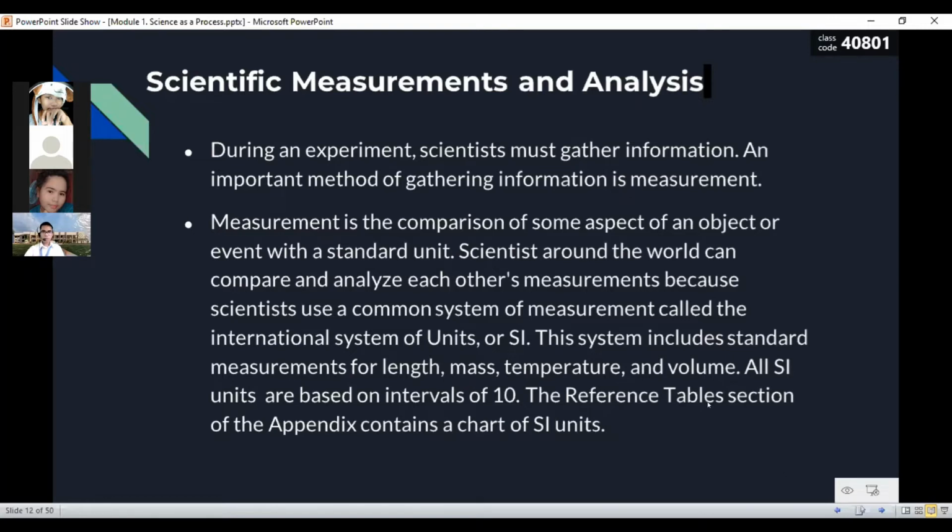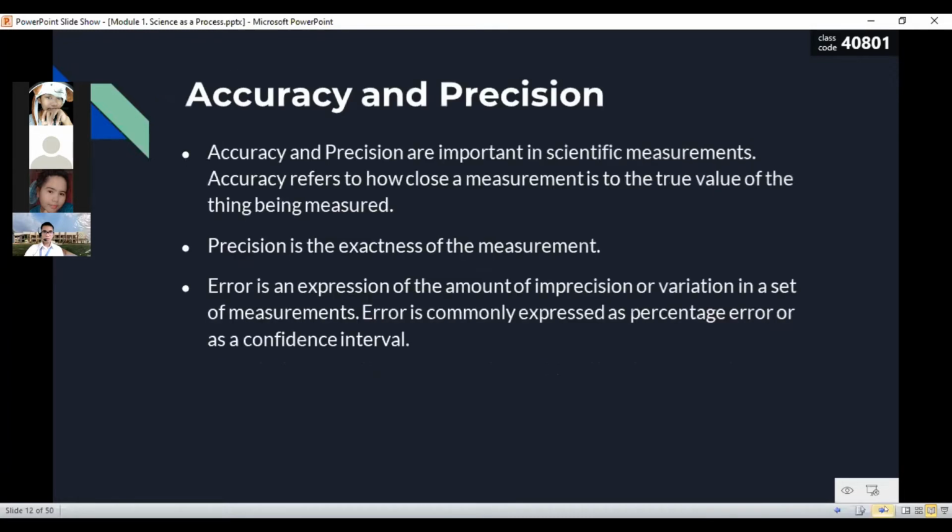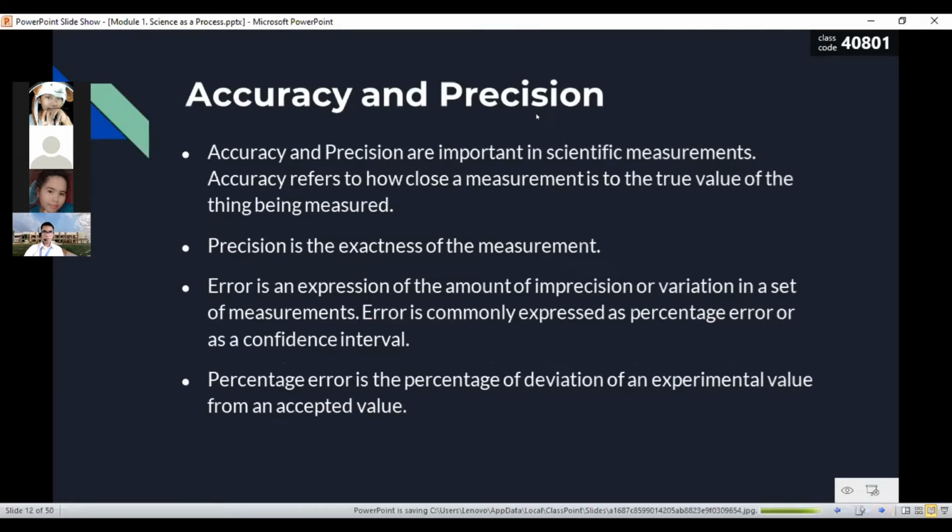This system includes standard measurements for length, mass, temperature, and volume. All SI units are based on intervals of 10. The reference table section of the appendix contains a chart of SI units. The next slide is accuracy and precision.